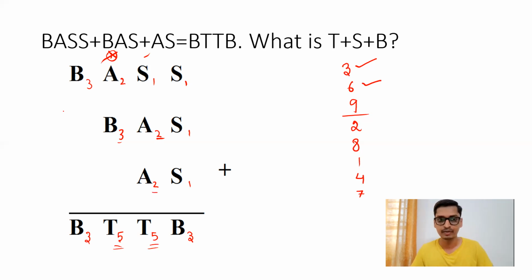Last year, they asked BASS plus BAS plus AS equal to BTDB, and it was very easy. In your first assumption itself, we got the answer. Now T plus S plus B. The value of T is 5 now, S is 1, and B is 3. So the answer will be 9. So this becomes our answer.